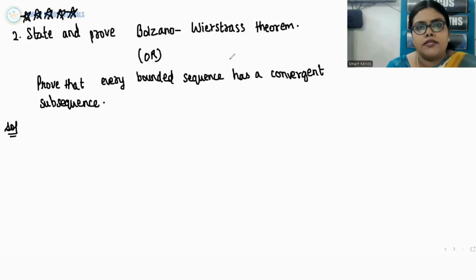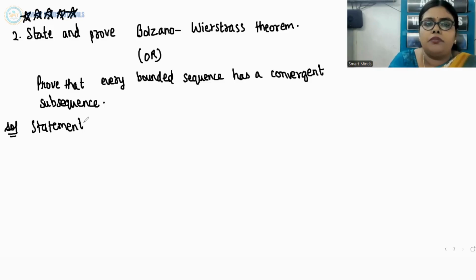Now let us take the next question. This is also very, very important. State and prove Bolzano-Weierstrass theorem. Either they can ask this way directly, or they will ask, prove that every bounded sequence has a convergent subsequence. That also means that they are asking you for Bolzano-Weierstrass theorem. So let's see how to prove. First, let us write the statement. If they ask you state and prove Bolzano-Weierstrass theorem, then first write the statement.